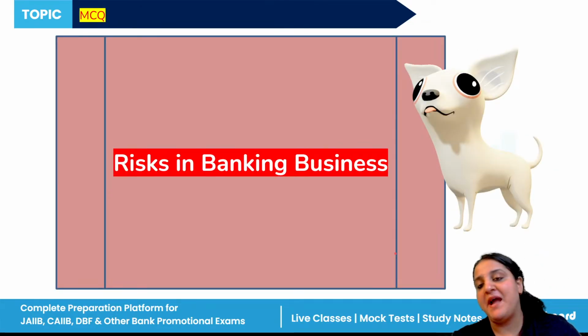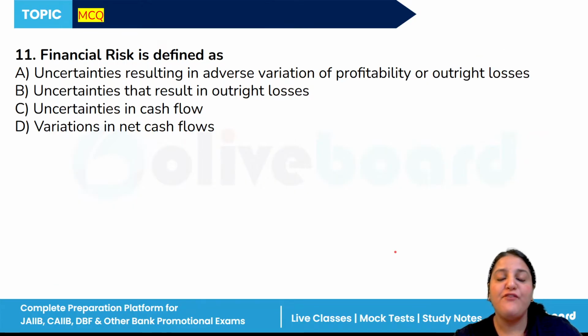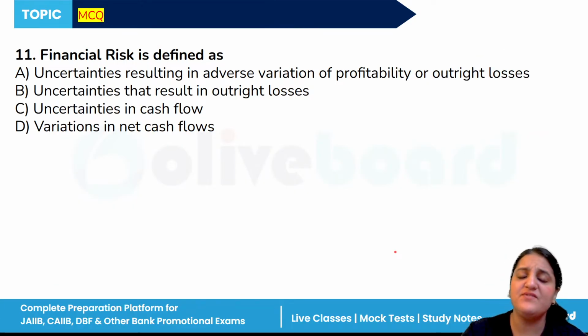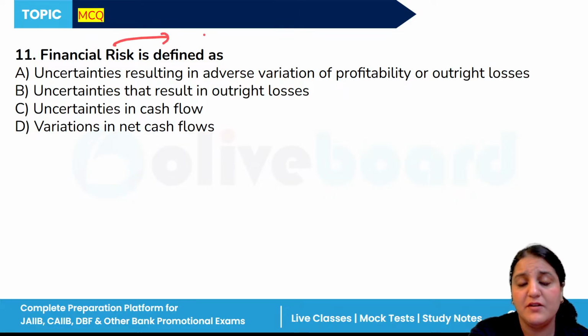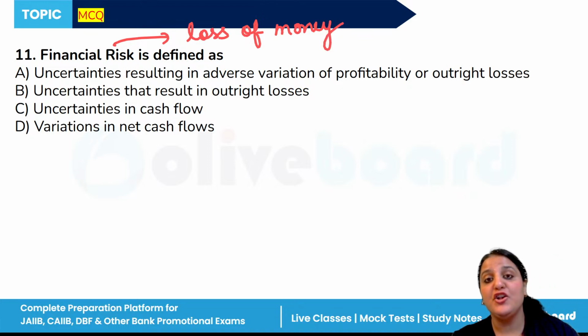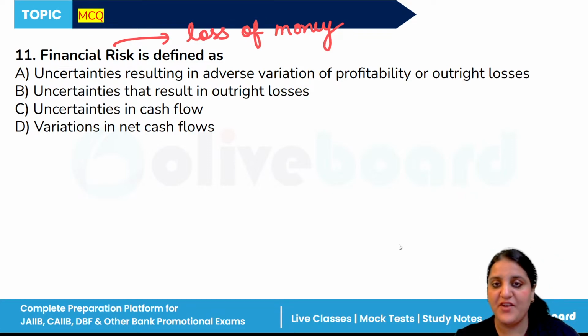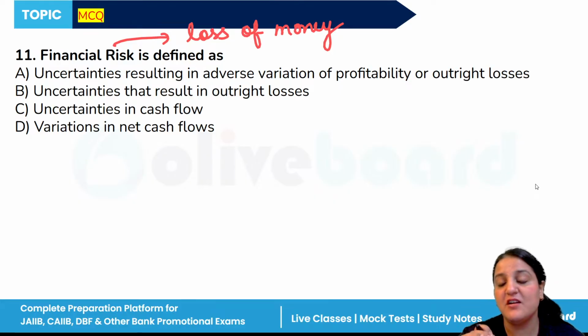Now, risk in banking business. Financial risk means when there is talk of loss of money. So what is financial risk? See, financial risk covers all the uncertainties that may reduce profit or even cause losses. It is broader than just cash flow changes.